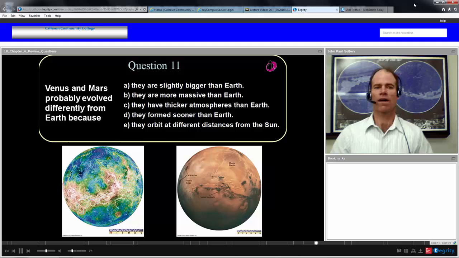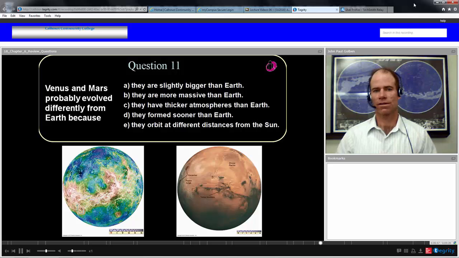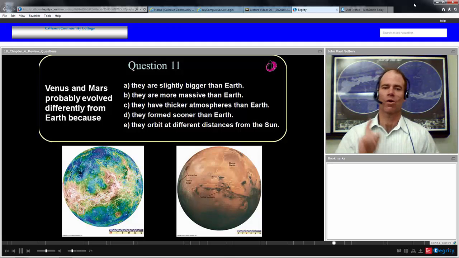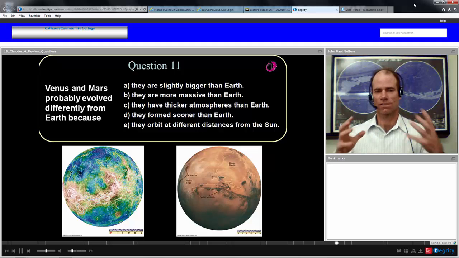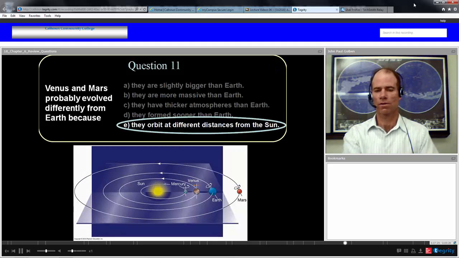Venus and Mars probably evolved differently from the Earth because... they're not slightly bigger than the Earth. They're not more massive than the Earth. They have thicker atmospheres than the Earth? Only Venus has a thicker atmosphere. Mars has a much thinner atmosphere. They formed sooner than the Earth? Now, they probably all formed about the same time from that solar nebula. They orbit at different distances from the Sun. Earth is in the Goldilocks zone, which is more defined. Venus and Mars are not, so they probably evolved differently because they are either further or closer to the Sun than we are.